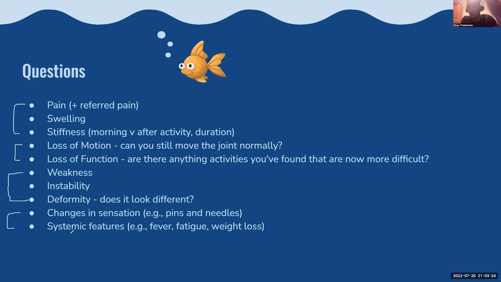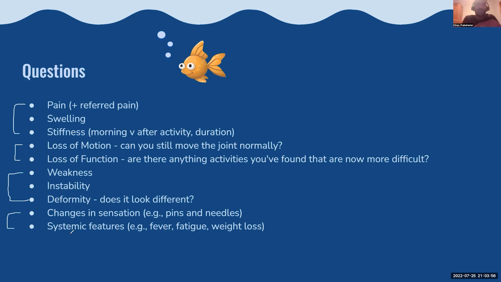Loss of motion, can you move it normally? Loss of function with your daily activities, is your injury impeding you? Is it causing you difficulty? Does it still work normally? Weakness, instability, does it feel unstable? Deformity means, does it look different? Changes in sensation, have you experienced any abnormal sensations in your arm, things like pins and needles? You're thinking potential nerve injury there.